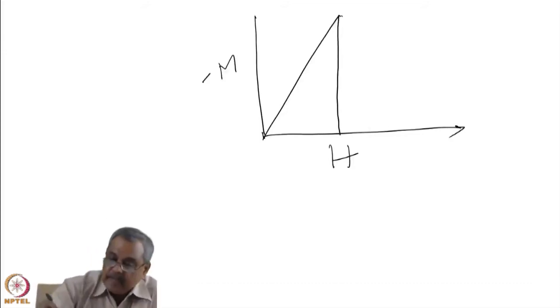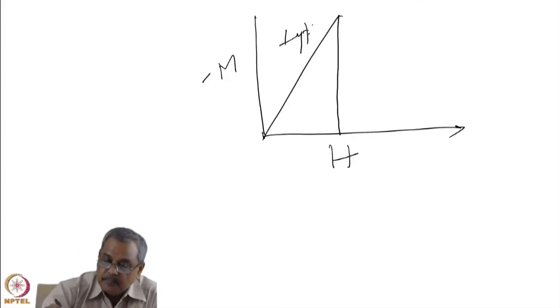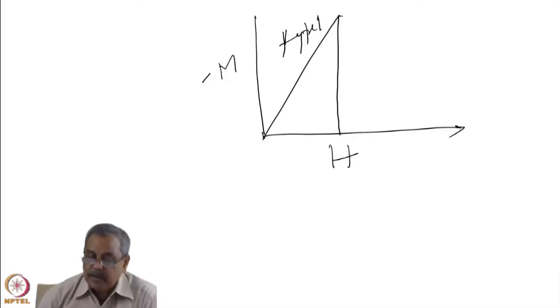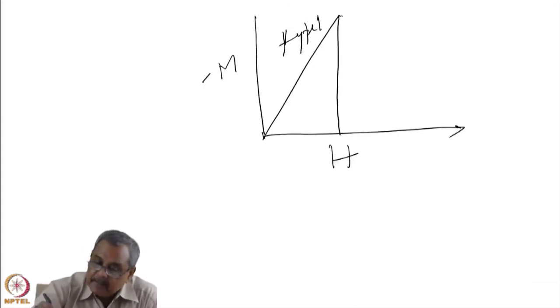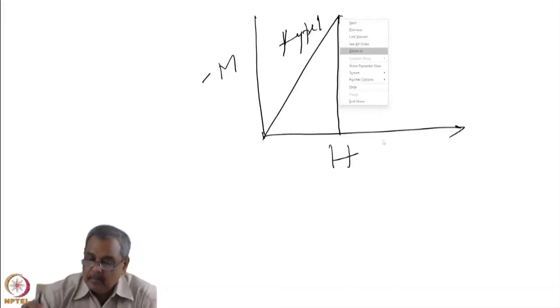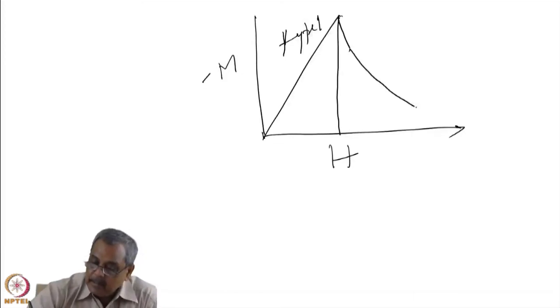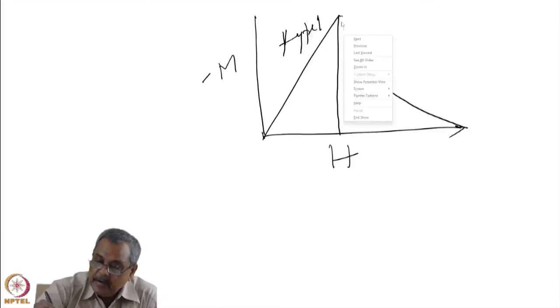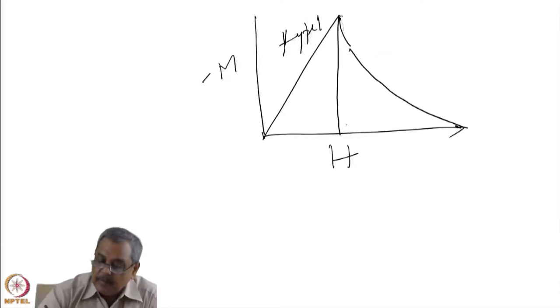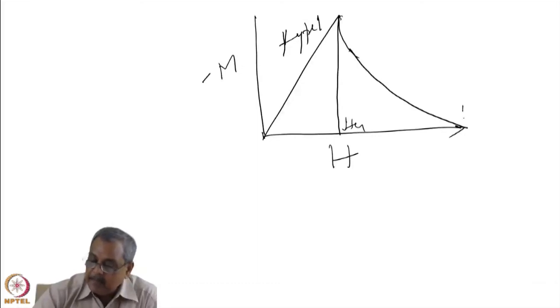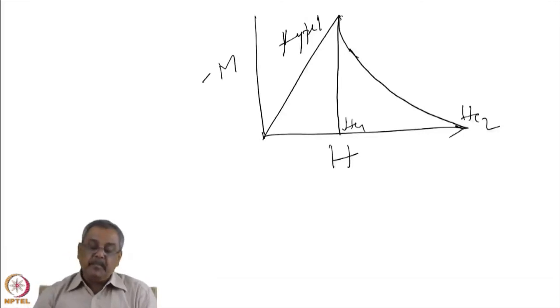But this is type 1. In a type 2 superconductor, at some field, it starts penetrating the medium. There is a field called HC1, where the field starts penetrating the medium, and at the field HC2, the field completes the penetration and the superconductor becomes normal.